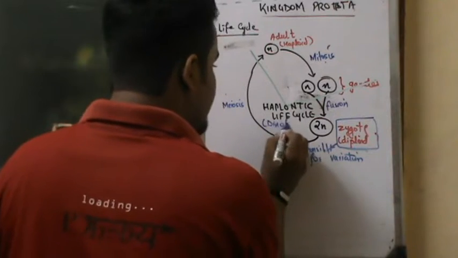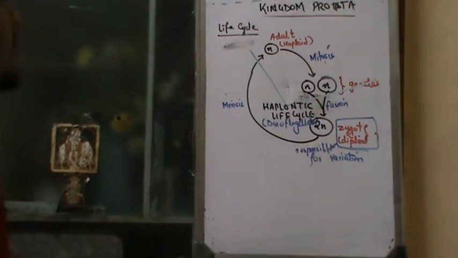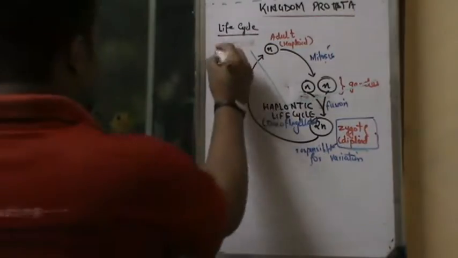We'll be discussing it. The example is that all dinoflagellates are going to show the haplontic life cycle. This is the first example.